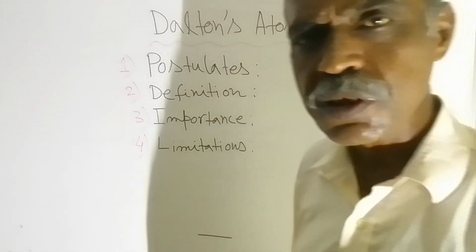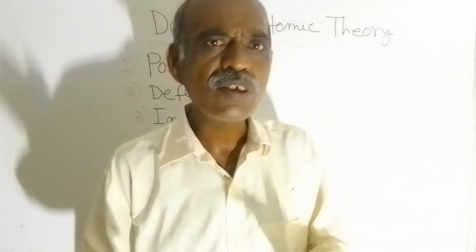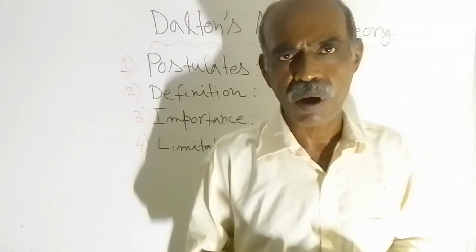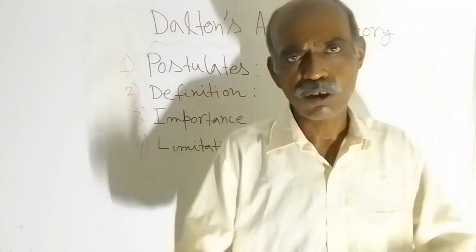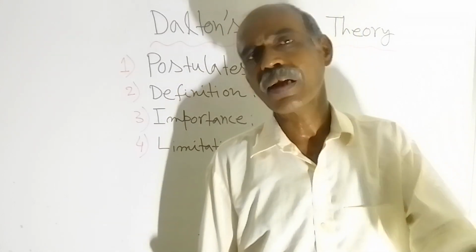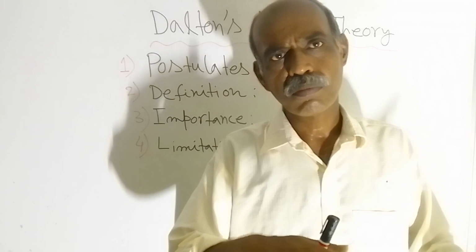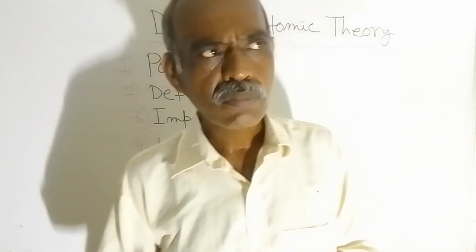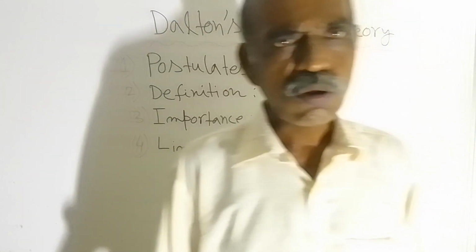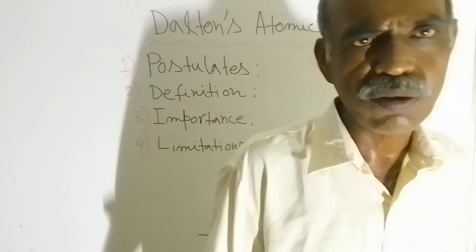So now I am talking about limitations of the theory. We cannot distinguish between the smallest particle of an element and the smallest particle of a compound by using Dalton's atomic theory. That is the limitation. He mentioned simple atom and compound atom. But by the help of Avogadro, we came to know that the smallest particle of a compound is called a molecule. That is another concept. So that could not be explained using Dalton's atomic theory.